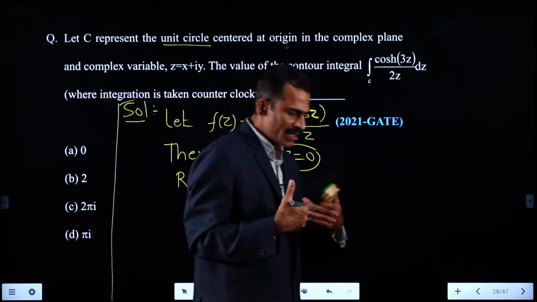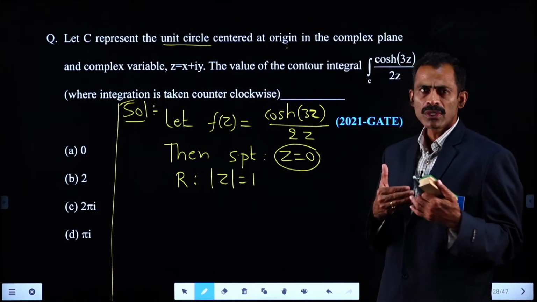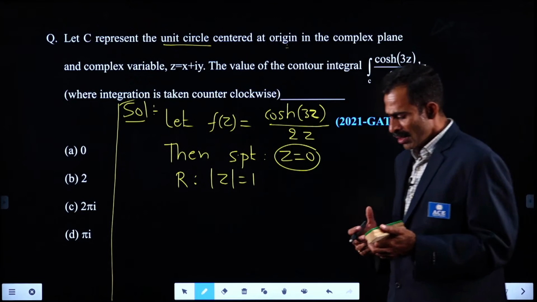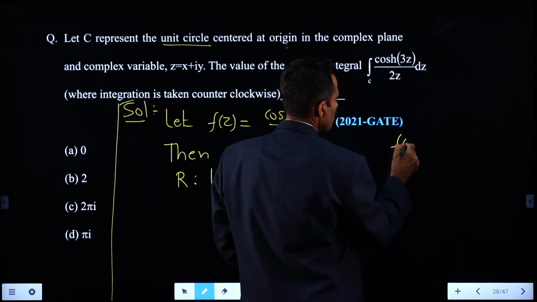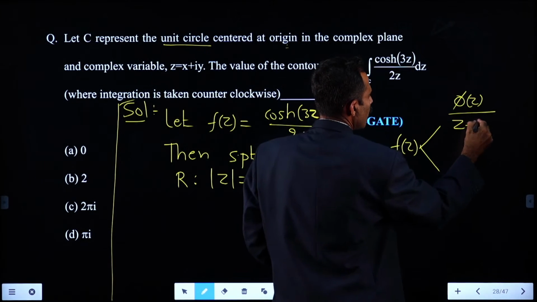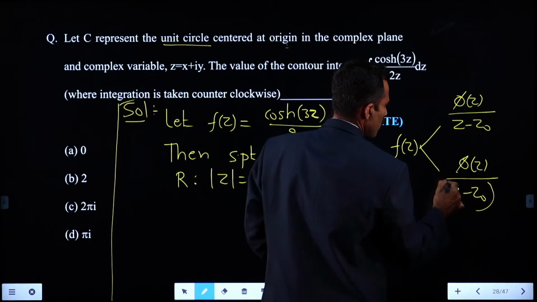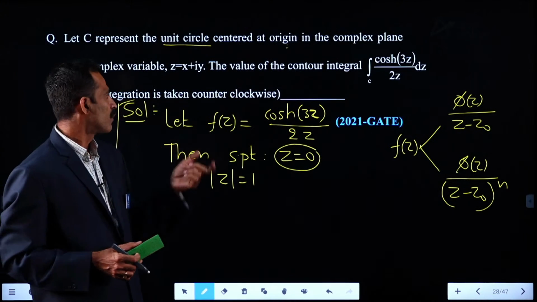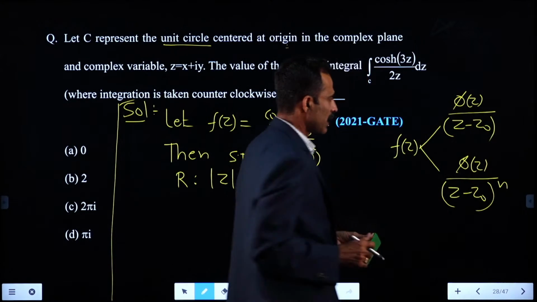Wherever the point lies inside the region, we try to do this problem by Cauchy's integral formula. But to apply Cauchy's integral formula, the function should be in the form of something by a single factor, or something by a single factor power something, like this. If you want to do this problem by Cauchy's integral formula, the function should be written in this form.